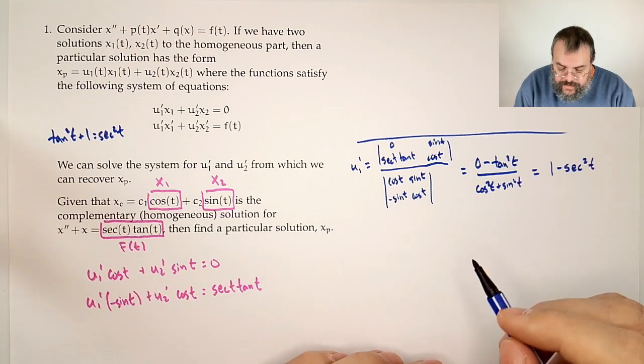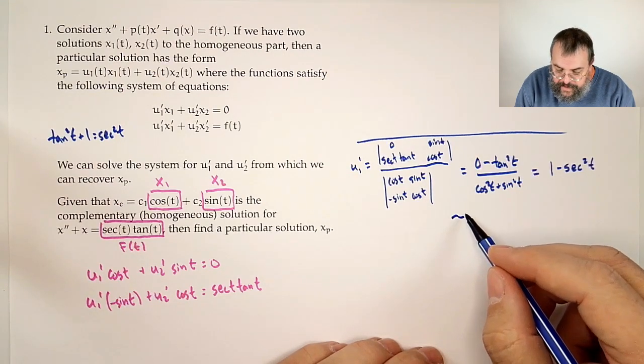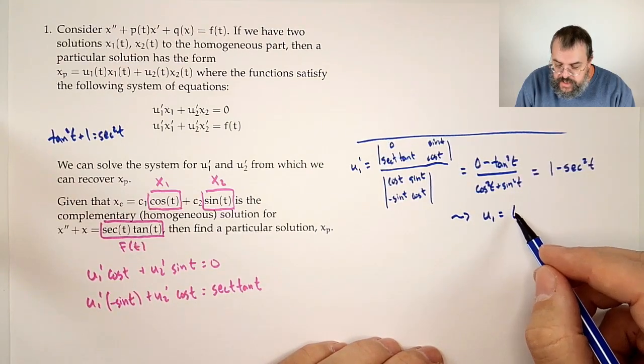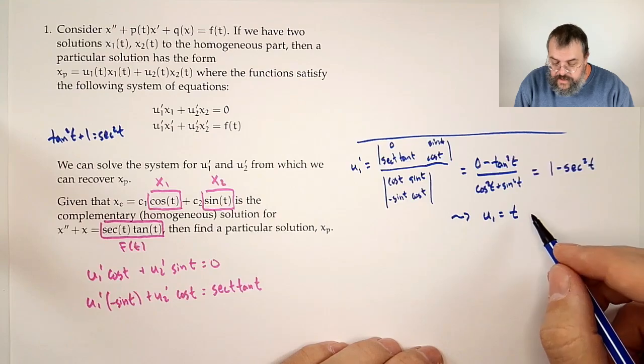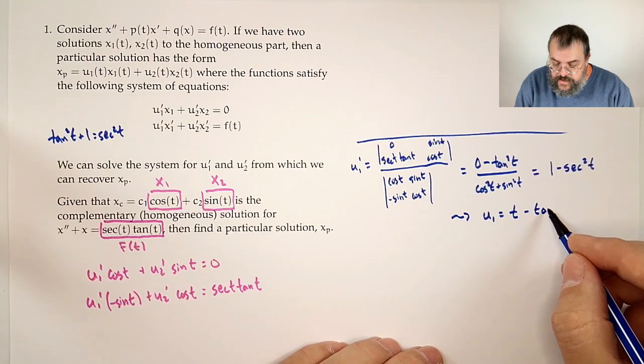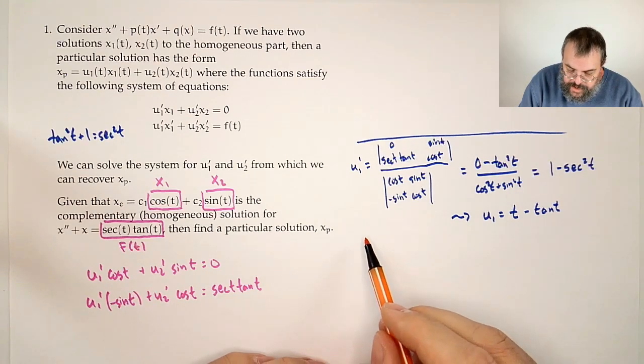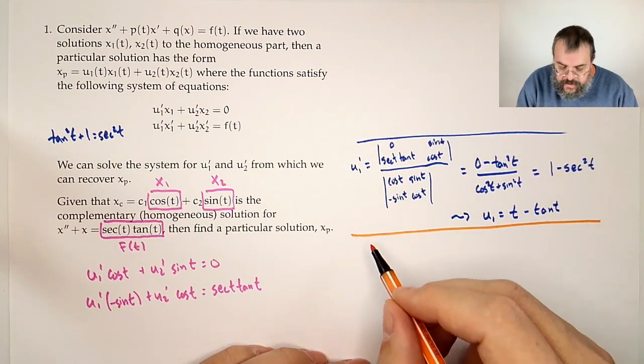And now we say, hey, we can integrate that. So u1, if we integrate, would be t, and the integral of secant squared is tangent. So t minus tangent t. Okay, so that's our u1. All right, well, now we'll switch and we'll do u2 prime. All right, what is that?